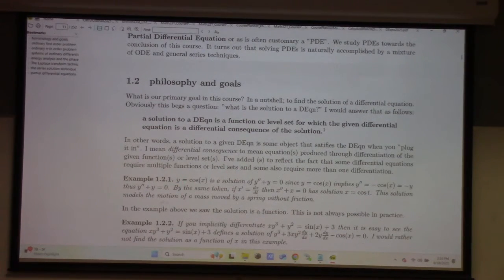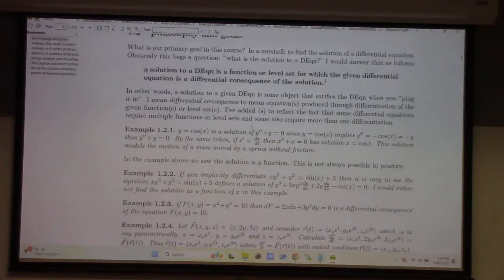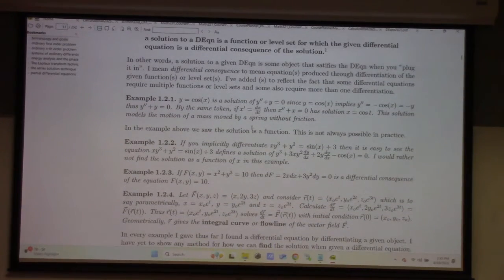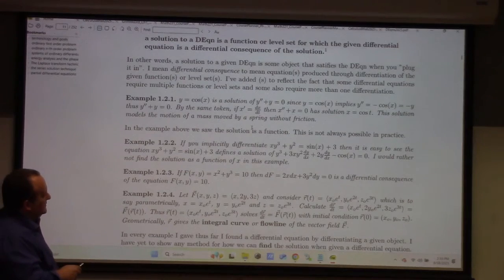I have not explained how to derive y equals cosine x here. I've just pointed it out to you. It works, right? We will find ways to derive it as we go on, okay? But I'm not there yet. I'm just showing you it works. Checking something's a solution is a much easier task than deriving the solution from some other principle, right? All right, here's another one.